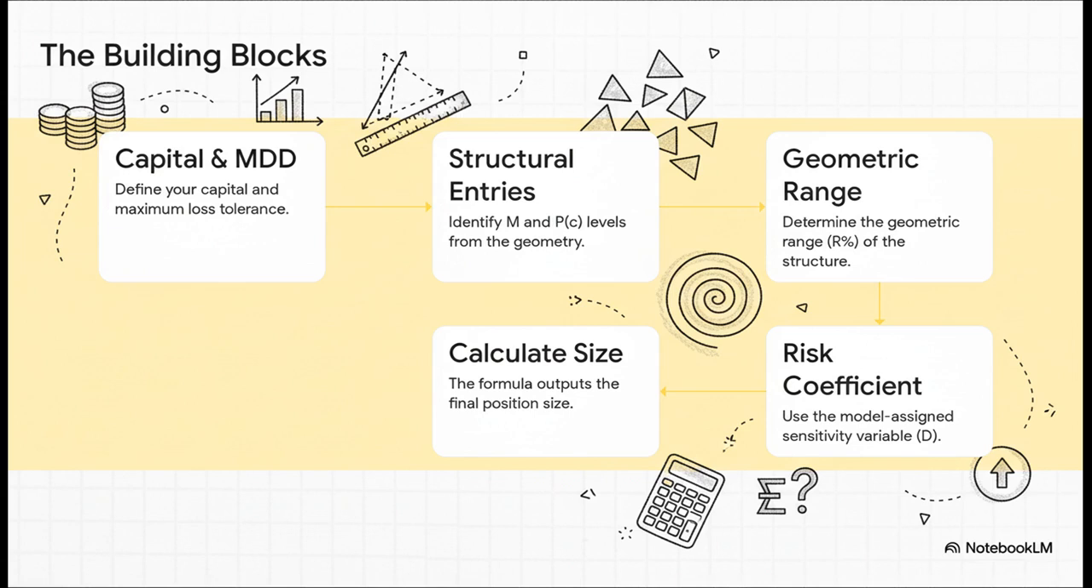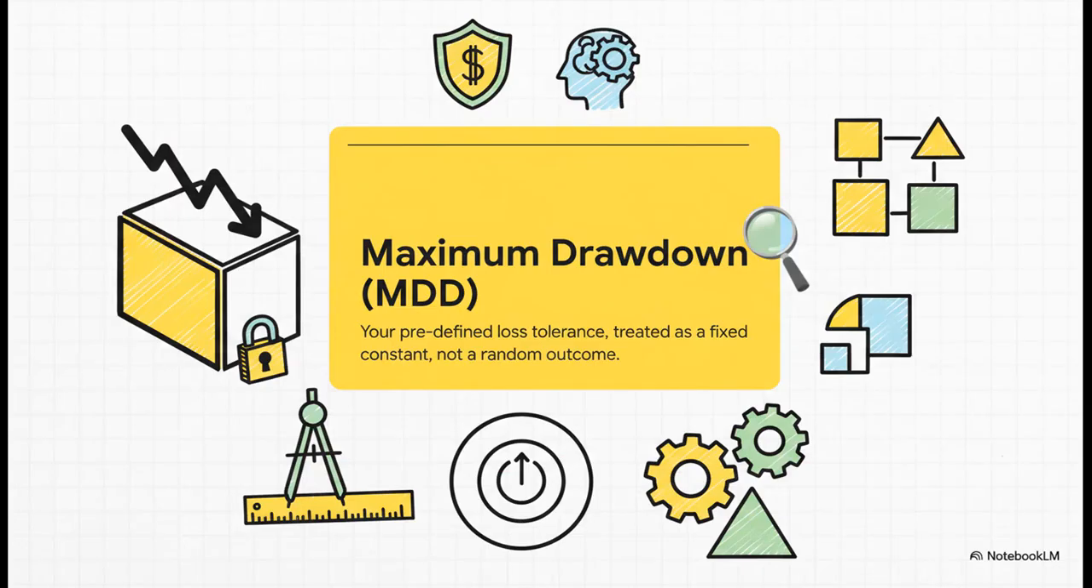Once you have all those fixed inputs, then and only then can you calculate the one thing that's left, your position size. Now, this is probably the biggest mindset shift of the whole system, how it treats maximum drawdown. In most trading, drawdown is this terrifying outcome you're desperately trying to avoid. But here, it's a controlled variable. It's a tool. It's your non-negotiable budget for a worst-case scenario, which completely transforms it from a fear into a plan.